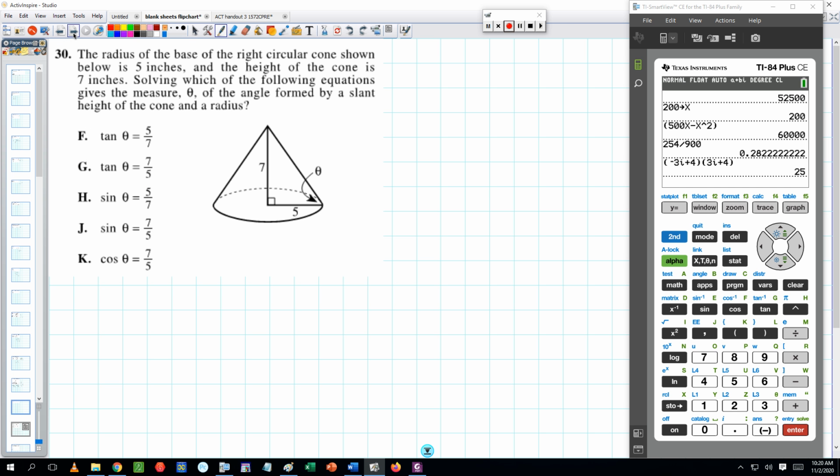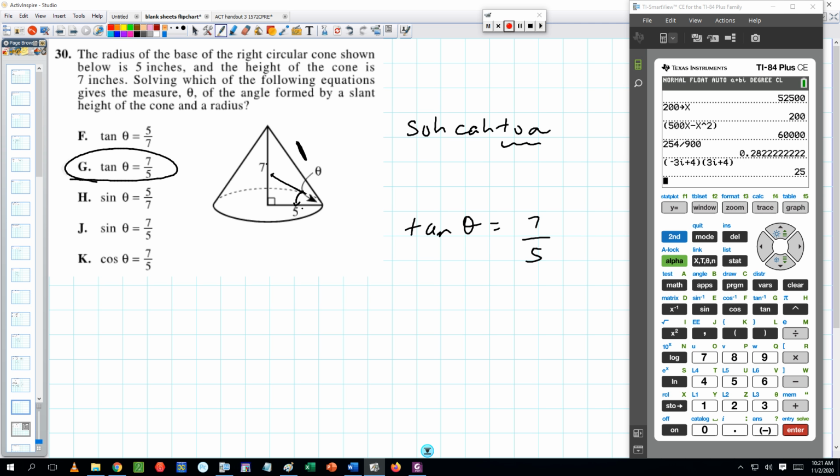The radius of the base of the right circular cone shown is 5 inches. The height is 7 inches. Which of the following equations gives the measure of theta right here? So we need to remember our SOHCAHTOA. Here's theta. 7 way over here is our opposite. 5 down here is our adjacent. This side here will be your hypotenuse, so we're not using the hypotenuse. We're going to be using the last syllable, TOA. Tangent of the angle is equal to the opposite over the adjacent. Your answer is G.